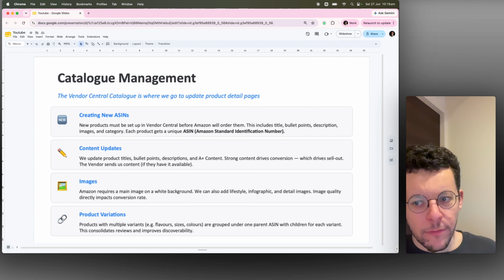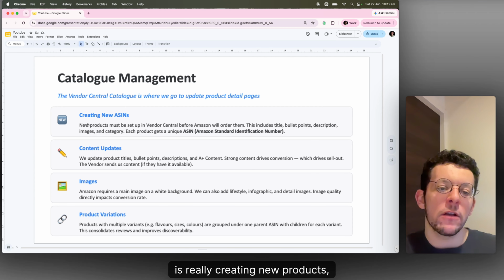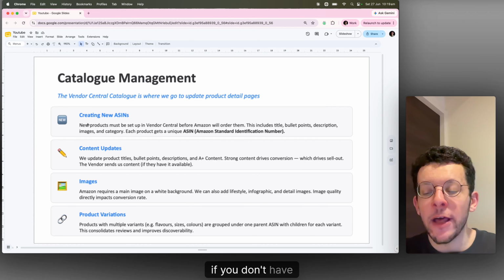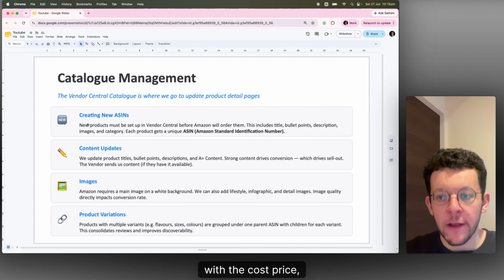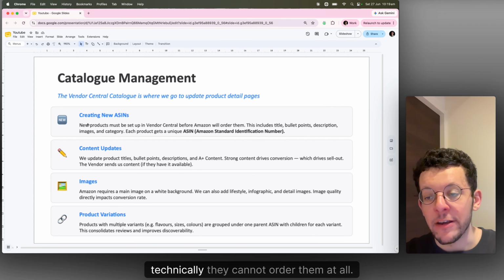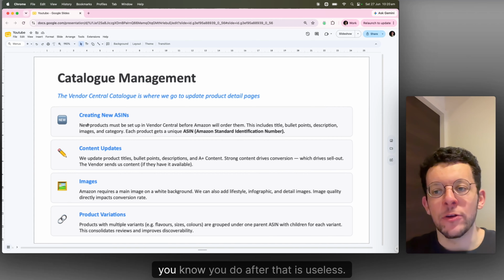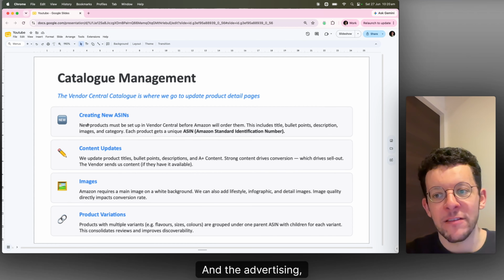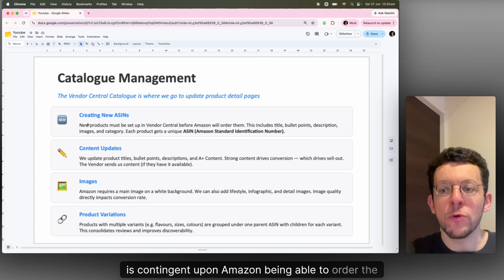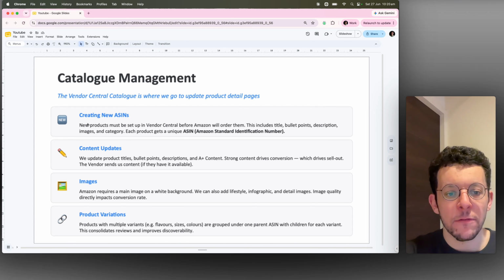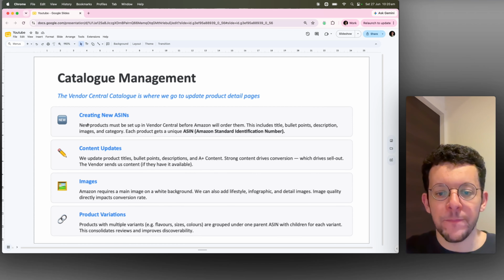And then one of the key components, catalog management, is really creating new products and adding them to Vendor Central. If you don't have products added to Amazon's Vendor Central with a cost price, Amazon cannot order them at all. And if Amazon can't order a product, then anything you do after that is useless. The advertising, promotions, all of that is contingent upon Amazon being able to order the product in the first place. Content updates, improving the conversion rates of your products.